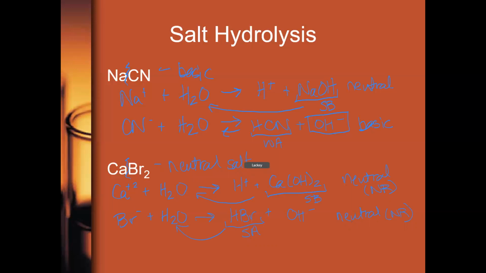So if only the cation is acidic and the anion is neutral, it is an acidic solution. If the cation is neutral and the anion is basic, it is a basic solution. If they are both neutral, it is a neutral solution that you can pick out overall.